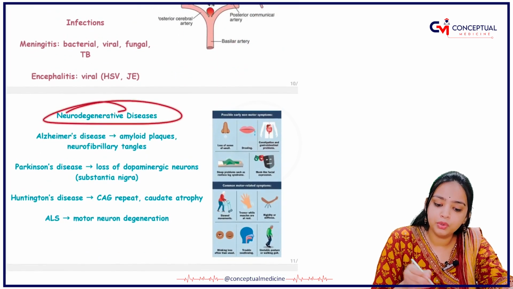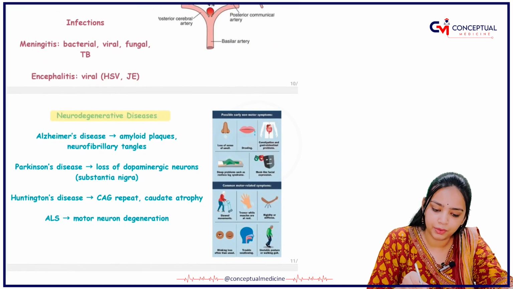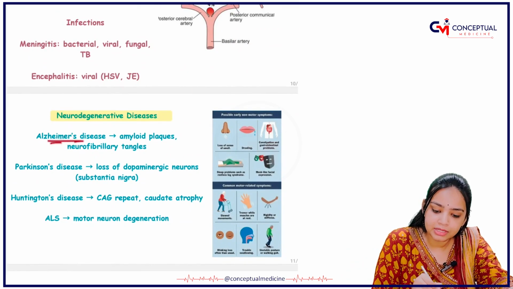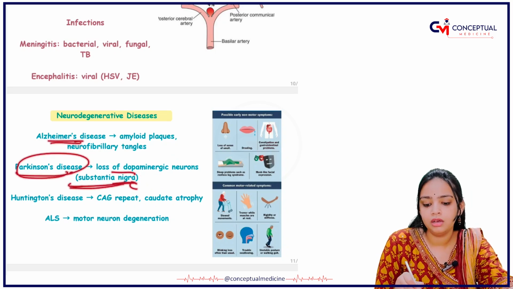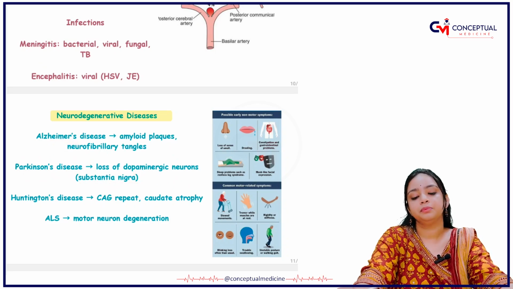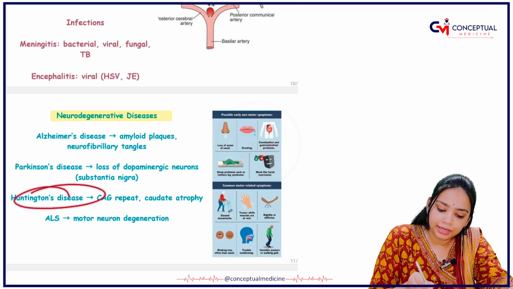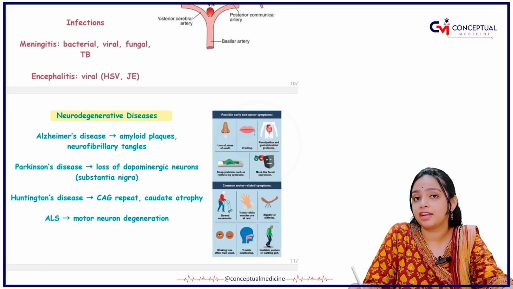Then you are having the neurodegenerative disorders. We will read each and every disorder in detail. Okay, so you are having the Alzheimer's disease, you are having the Parkinson's disease, that are in the dopaminergic neurons that are present in the substantia nigra. Huntington disease, CAG, hunting in a cage, that we have read the mnemonic, right?